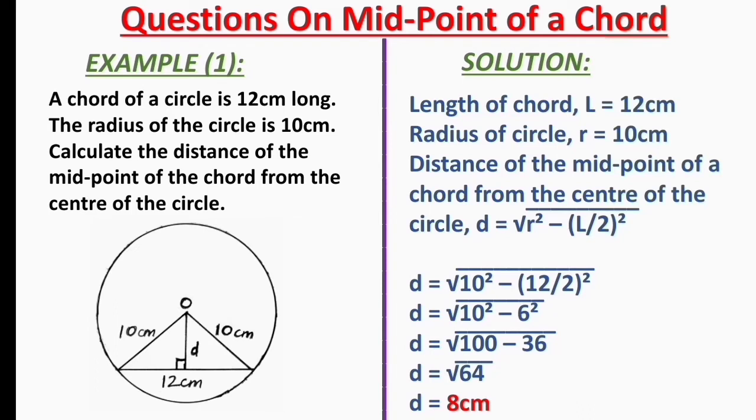In this question, the length of the chord is 12 centimeters, representing L. The radius of the circle R is 10 centimeters. When you substitute these values into your formula and you calculate the distance of the midpoint of the chord from the center of the circle in question 1, the distance is 8 centimeters. I hope you got that right.